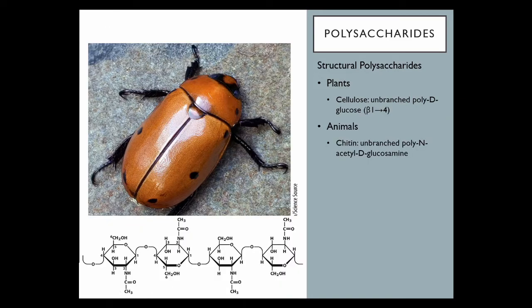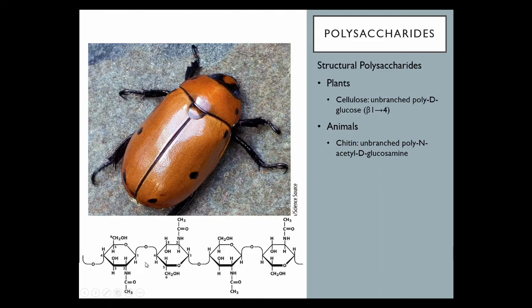Animals do have, though, some structural polysaccharides. Chitin is a good example. So all arthropods, and that includes insects, it also includes things like crustaceans, have basically an outer shell or an exoskeleton, and that exoskeleton, the structural part anyway, is supported by this stuff called chitin. And chitin is basically an unbranched polymer of polyacetylglucosamine.